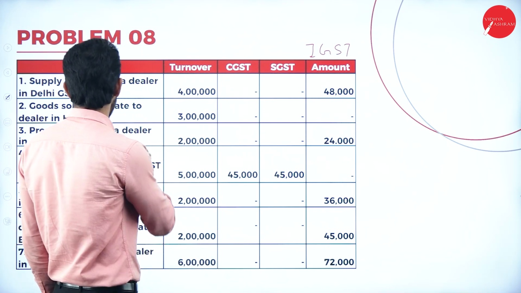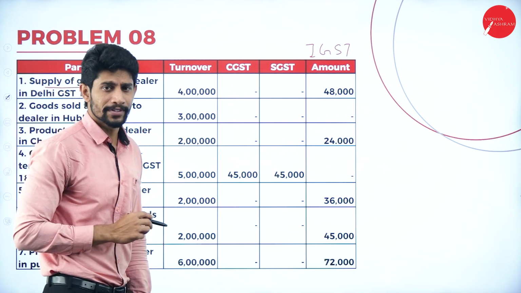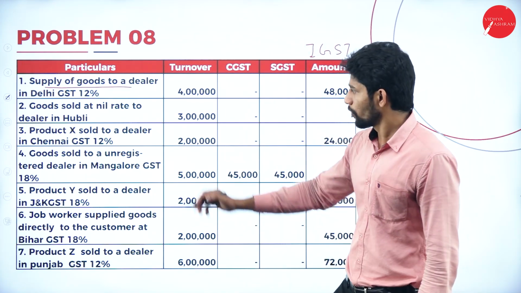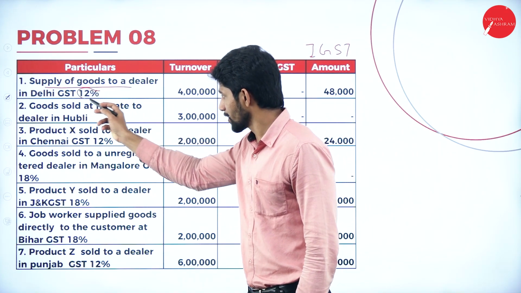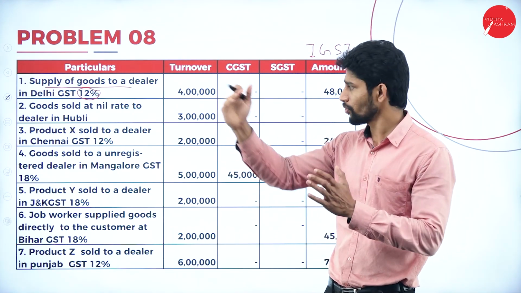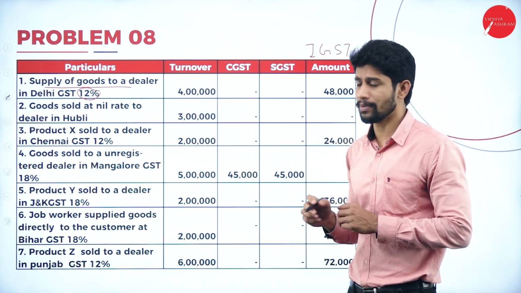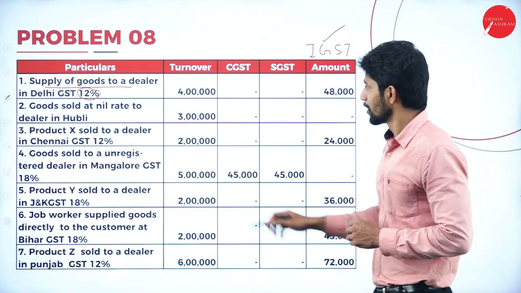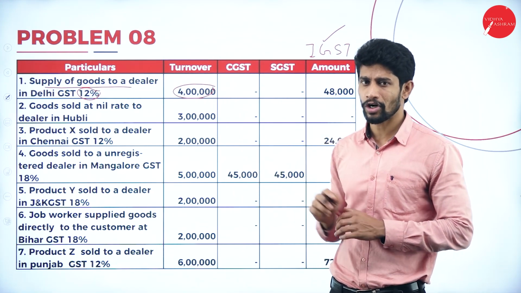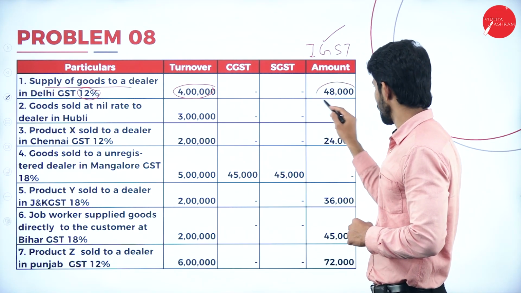So what is the first point we had in the problem? Supply of goods to a dealer in Delhi. So what is the rate of applicable GST? 12%. Here the supply is happening from Karnataka to Delhi, between two states. Which tax is applicable? IGST is applicable. So value is 4 lakh. It is a sales. We are considering it in turnover column. So 4 lakh into 12%, you will get 48,000.